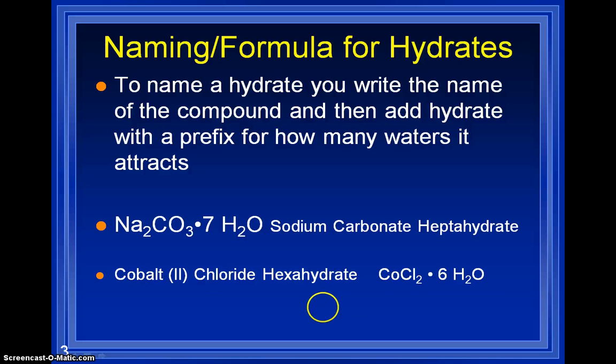Okay, so let's look at another example. Here we have CoCl2, so we know that is cobalt chloride, but cobalt is a transition metal, so we need to put the 2 in order to show the charge of cobalt. So cobalt(II) chloride, and then we see dot 6 H2O, and so we would say hexahydrate.